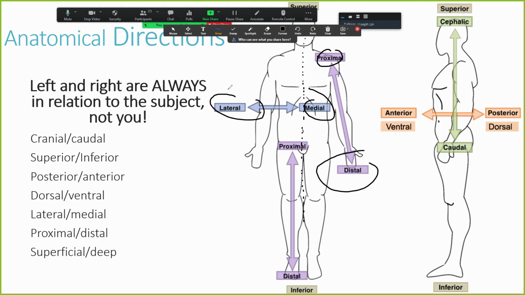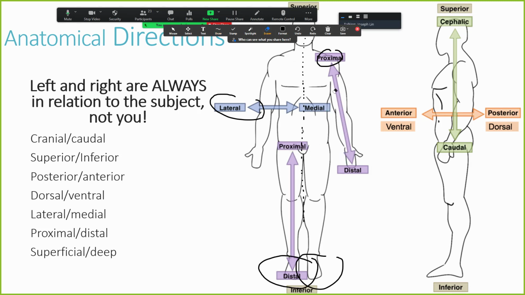Medial and lateral just mean inside or outside. Proximal and distal usually refer to limbs, so your arm and leg. For example, your feet are distal to the abdominal pelvic cavity, right? That way you can describe it to somebody so they know what's going on. We also have superior and inferior. Superior is on top, inferior is on the bottom. Inferior usually means towards the feet or the ground.